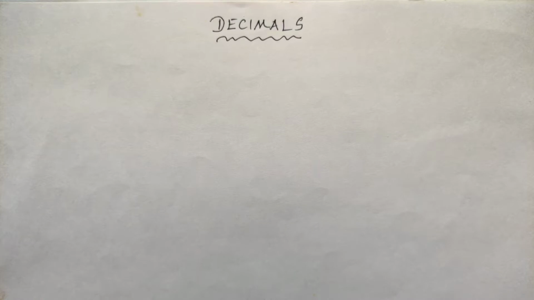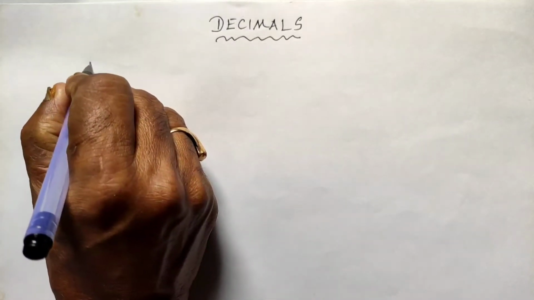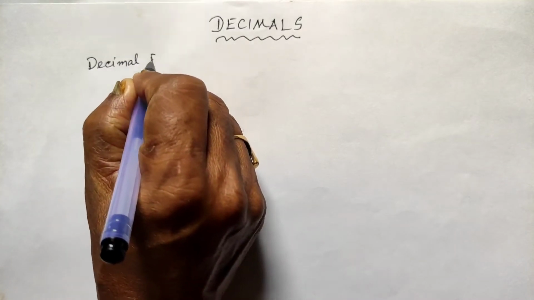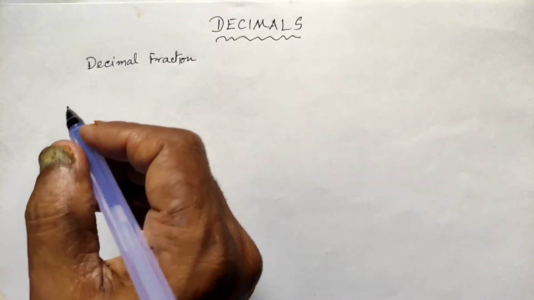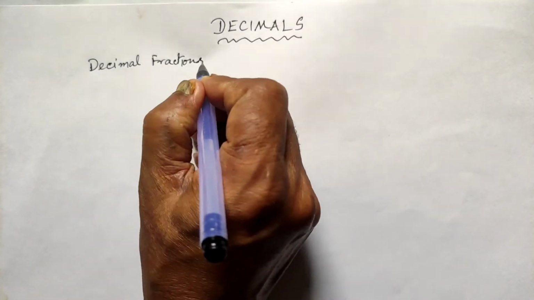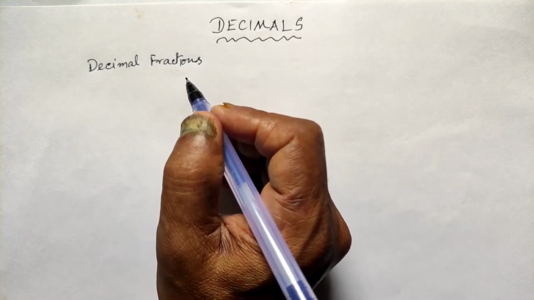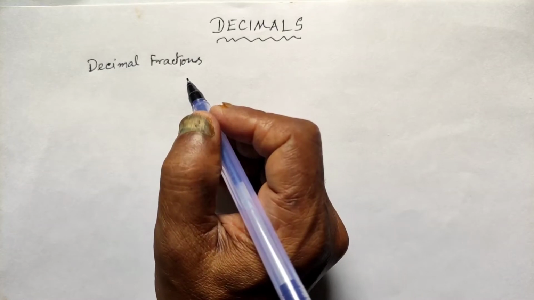The basic idea of decimals. Here you are going to learn what is called a decimal fraction. What is called a decimal fraction? A fraction whose denominator is 10, 100, 1000, etc. is called a decimal fraction.